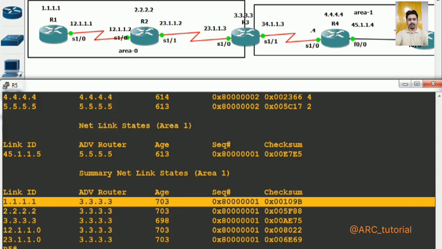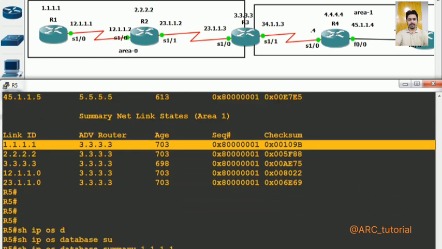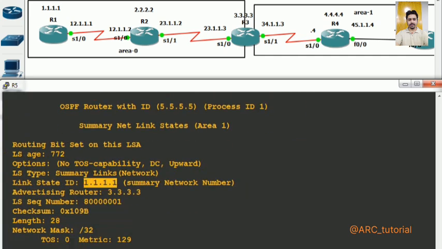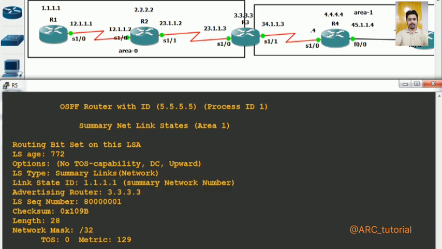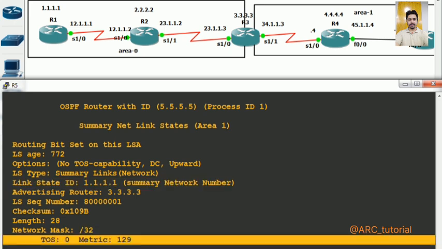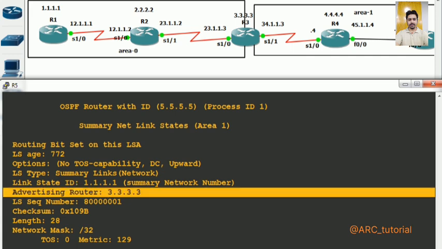So now you do one thing, open this summary LSA, show IP OSPF database summary for this prefix only. What is it saying? This is the network number, this is the network ID, and this is the subnet mask, and this is the metric. But this metric is not from R5. This metric is given by 3.3.3.3, because this information is given by it, and you do not have any information about this prefix except that it can reach it via the ABR.